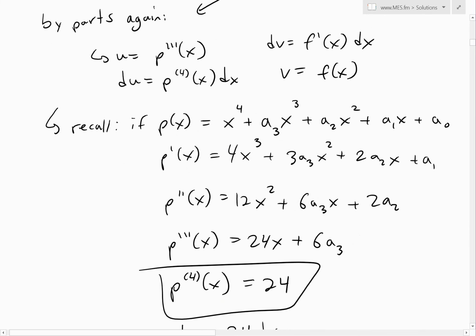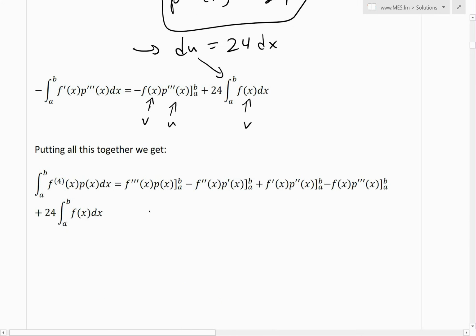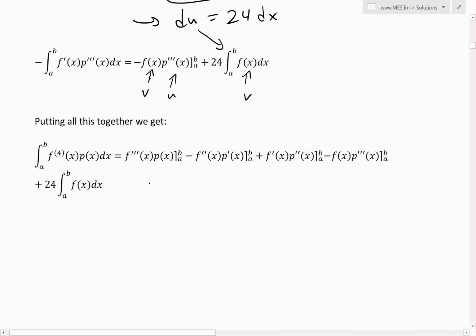Yeah, I'll scroll up. That's our v. So f of x is our v, and our du is going to be 24. That's just our du right there, 24, and dx. We just take the 24 out. And now when we put all of this together, we have the integral from a to b of the fourth derivative of f of x times p of x dx equals, now what we have is basically, see the pattern.